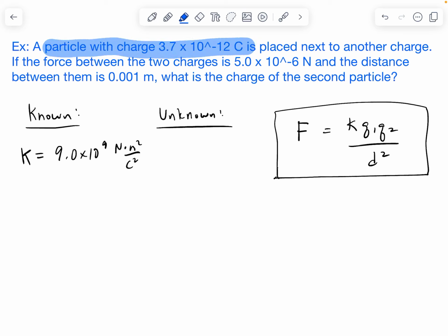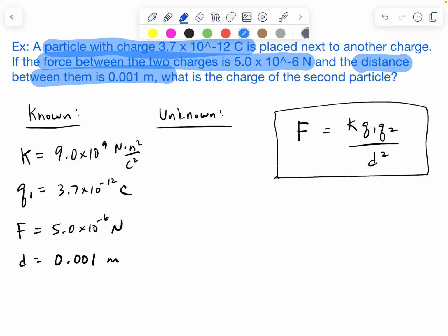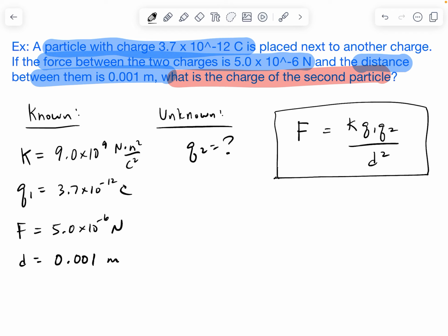All right, so we have a particle with charge 3.7 times 10 to the negative 12th. That's going to be Q1. The force between the two charges, so that's our F, is 5 times 10 to the negative 6th, and our distance is 0.001 meters. What we're trying to find here is the charge of the second particle, so we are trying to find Q2.